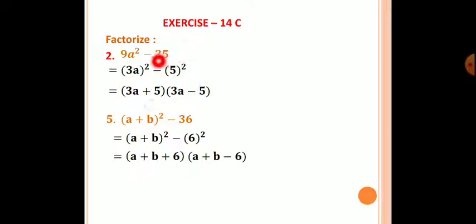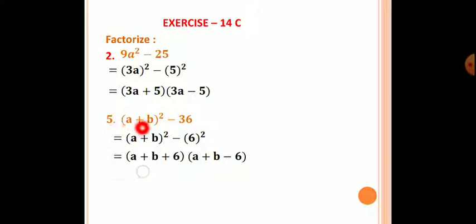So we'll start with question number 2 of this exercise, 9a square minus 25. So how can we write this? We can write it also in the form of (3a) whole square minus 5 whole square. So generally this is in the form of a square minus b square, for which we can expand the formula as (a plus b)(a minus b). So how can we write this? A plus b means 3a plus 5 and a minus b means 3a minus 5.